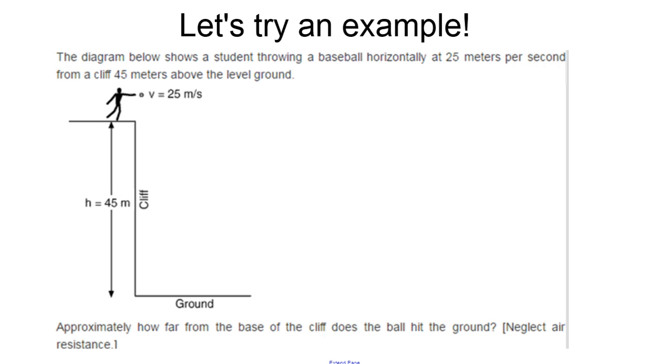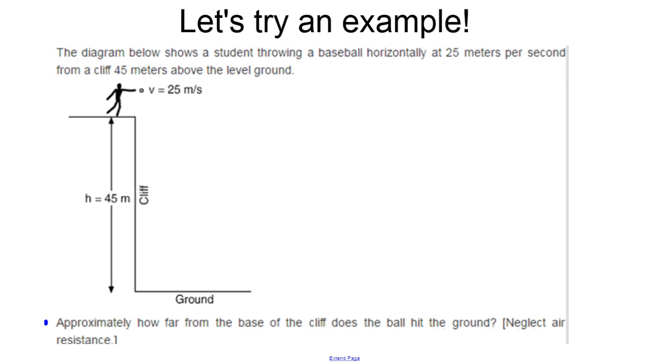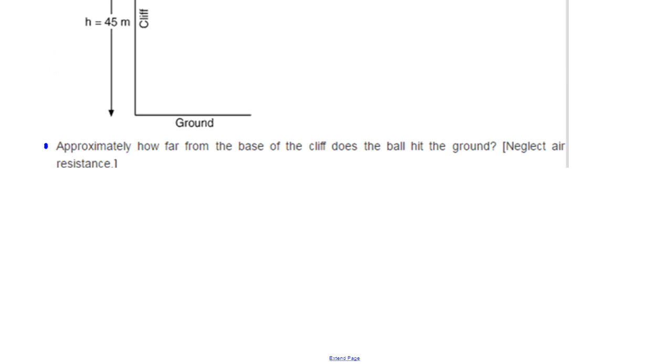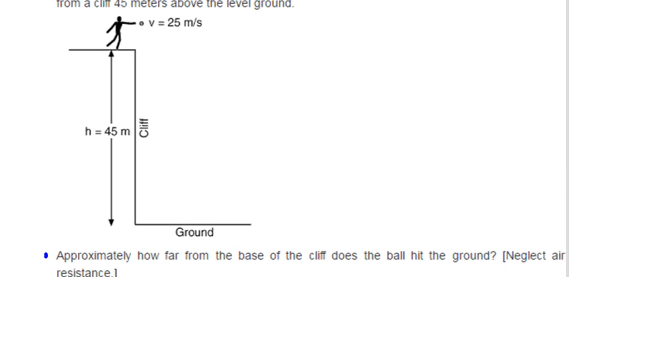In this example problem, the problem states, the diagram below shows a student throwing a baseball horizontally at 25 meters per second from a cliff 45 meters above the level ground. And the question is, approximately how far from the base of the cliff does the ball hit the ground? And of course, we're going to neglect air resistance.